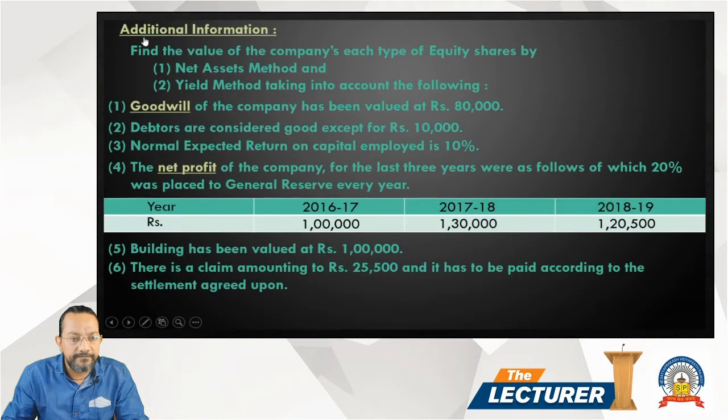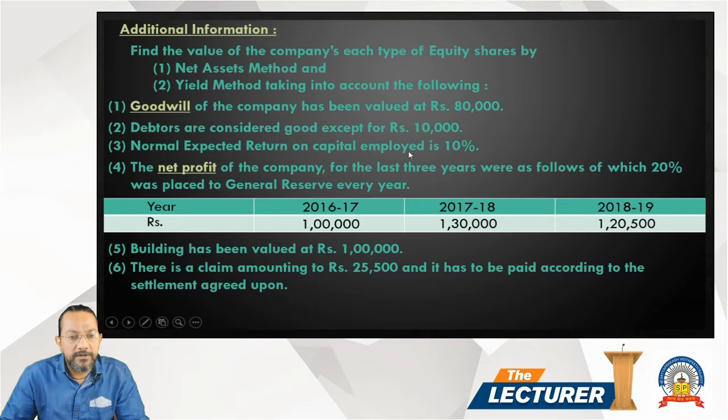Additional detail: find the value of the company's each type of equity shares by net asset method and yield method, taking into account the following. So the valuation of shares as per net asset and yield method, and the adjustments. First, goodwill of the company has been valued at 80,000. In this question they provide the goodwill already, so we do not need to calculate goodwill separately.